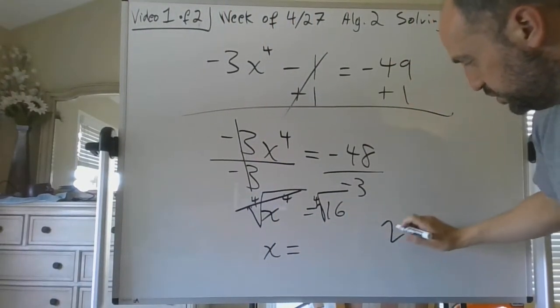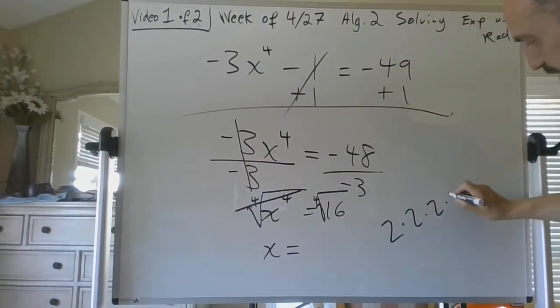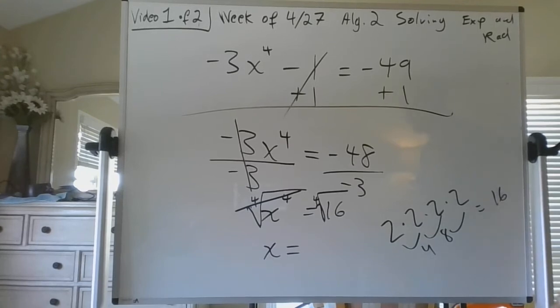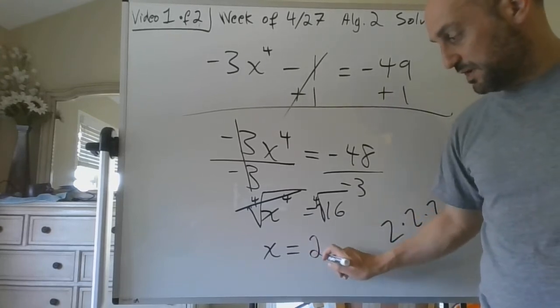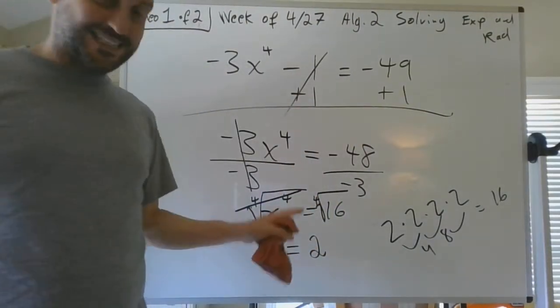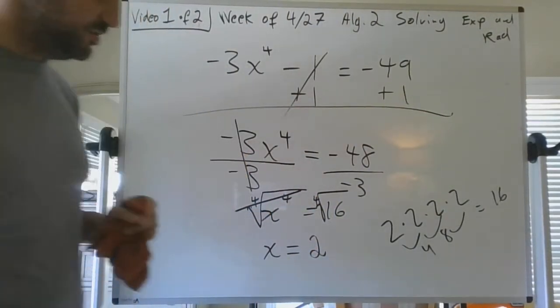It's going to be 2. Because 2 times 2 times 2 times 2: 2 times 2 is 4, 4 times 2 is 8, 8 times 2 is 16. Yes, so the answer is 2. However, I do want you guys to be careful because technically it's not just 2.